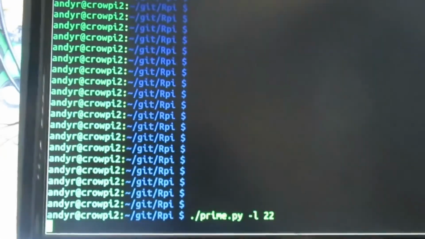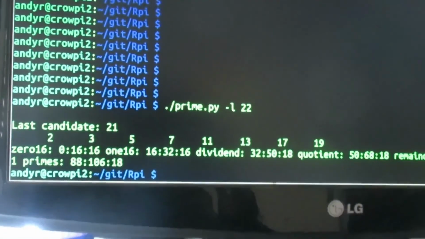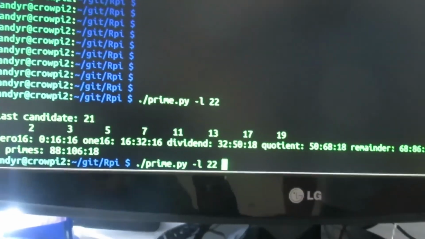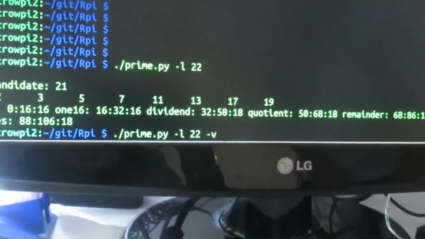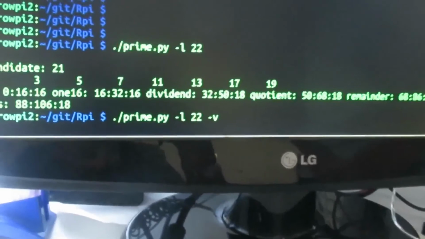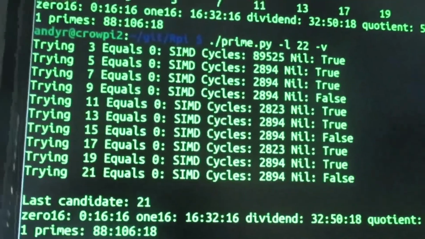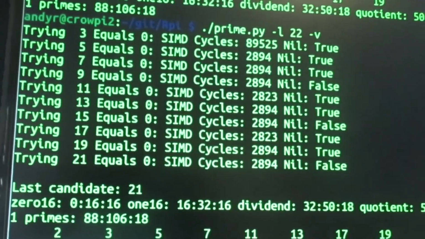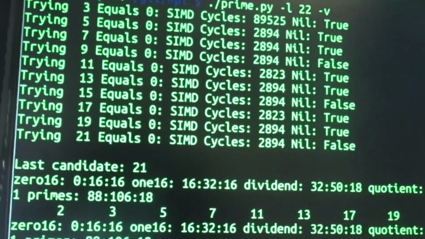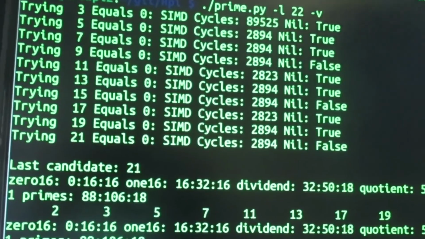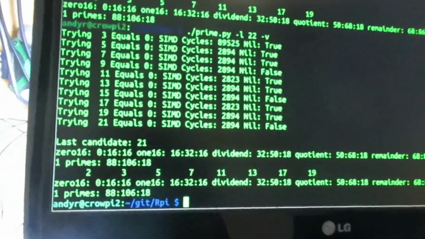So for demonstration purposes at the beginning, I'm going to ask it to calculate whether numbers up to the value of 22 are prime. It goes through and runs through the numbers there, and I'm going to ask it specifically what commands it's sending to the SIMD machine. As you can see, it's testing these various numbers, and some of the numbers have a nil check of false, and some of them have a nil check of true. If it's true, it's a prime number, and the nil check of false, which says that there's a remainder of 0 in one of the divisions, says that it is therefore not a prime.